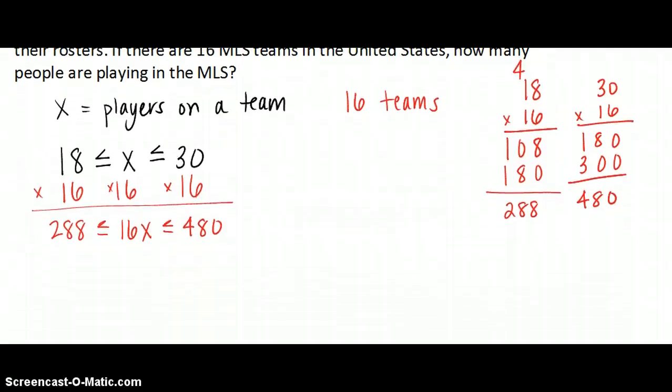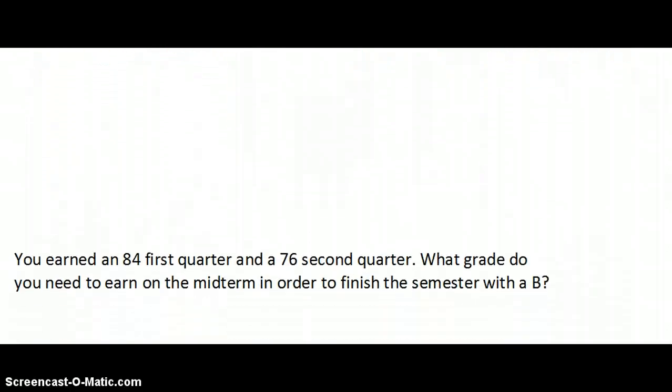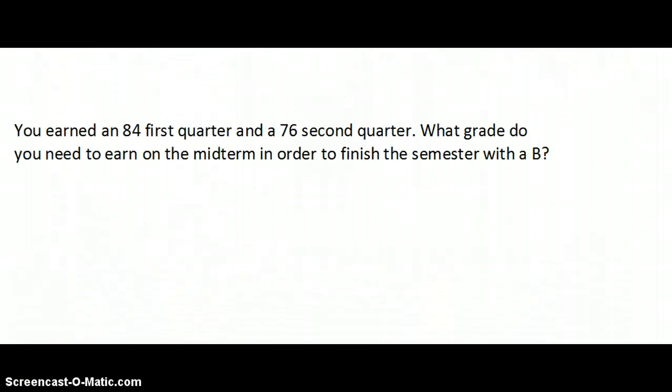The second example, and something that you may be starting to think about in the future, is how to calculate your semester grade. We're getting to the end of quarter 2, we're going to be taking midterms, and we want to get certain grades so that we're proud of ourselves. Let's say that you earned an 84 first quarter and a 76 second quarter. A lot of students will ask me, Mrs. McClure, what grade do I need to earn on the midterm in order to finish with an A or a B or a C in the semester?